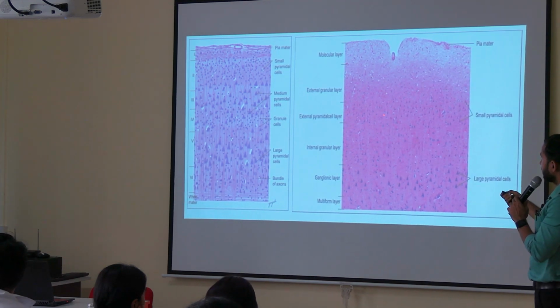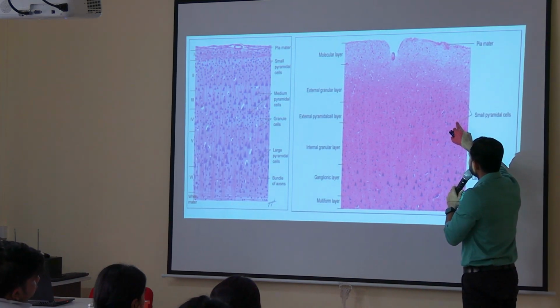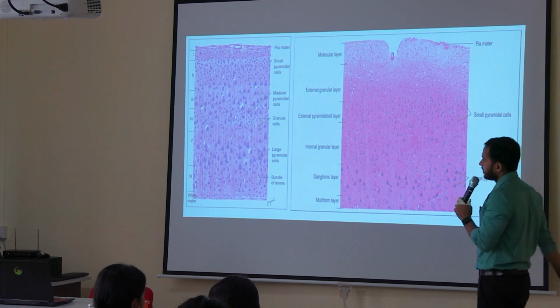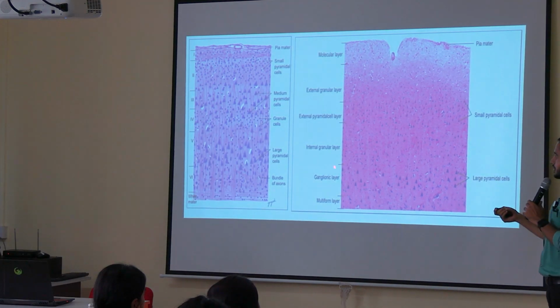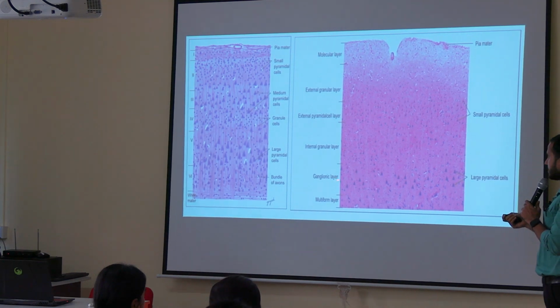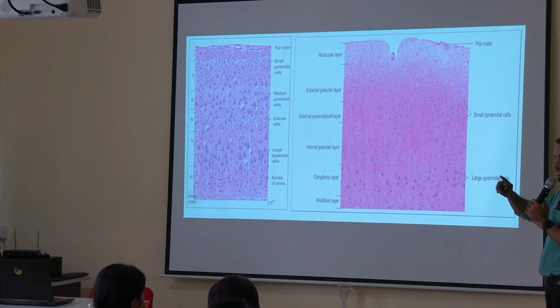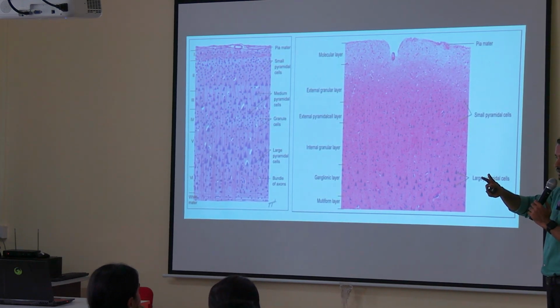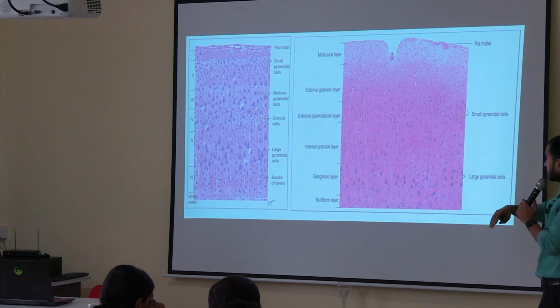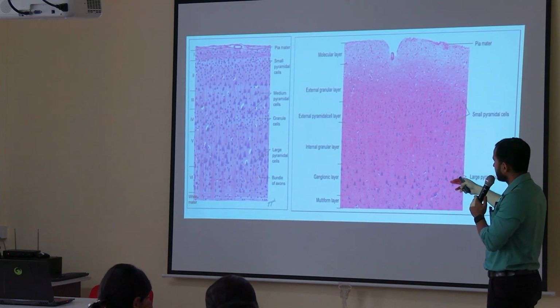In the pyramidal layer, small pyramidal cells can be seen very easily. Next, this is the internal granular layer. Here, this is the internal pyramidal layer where you can see the large pyramidal cells. As I said, three different types of pyramidal cells are there: small, medium, and large. Here you can see the small pyramidal cells. Here you can see the large pyramidal cells.